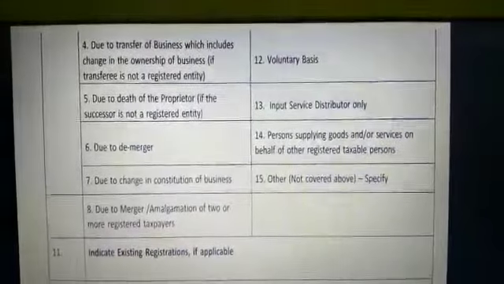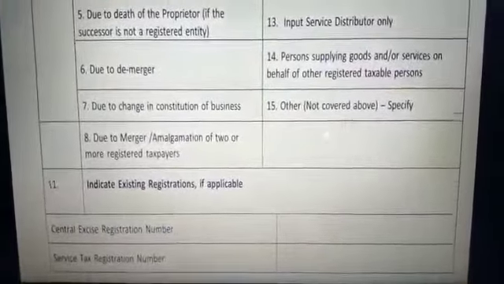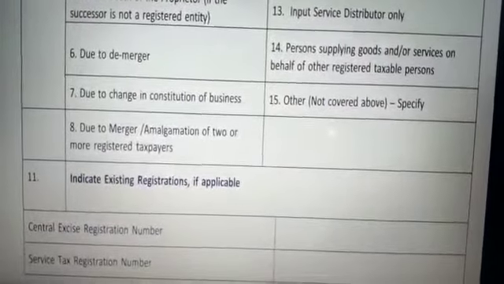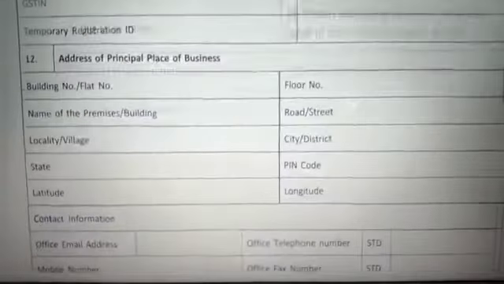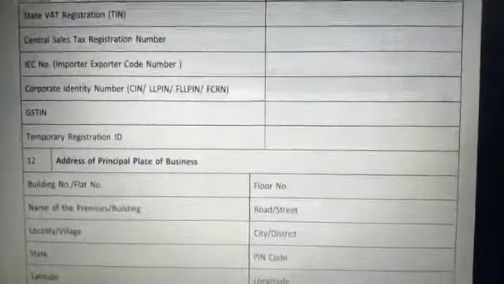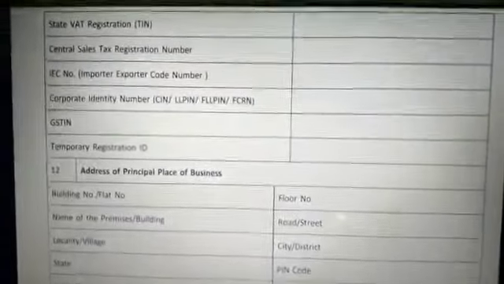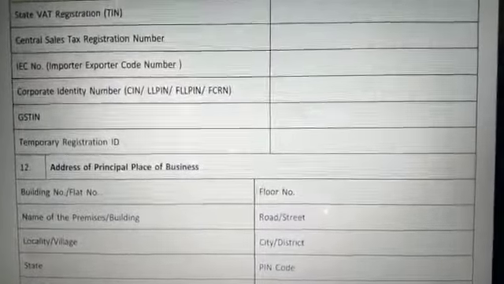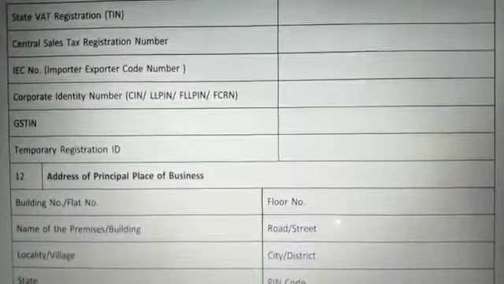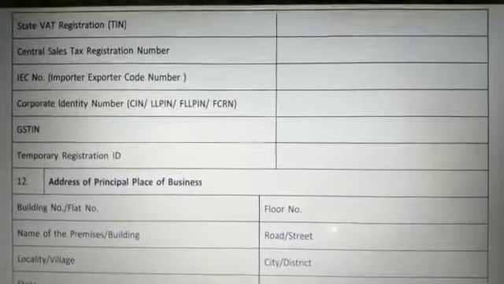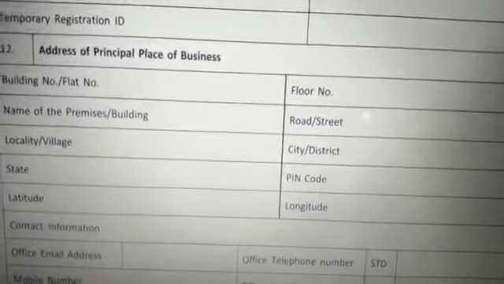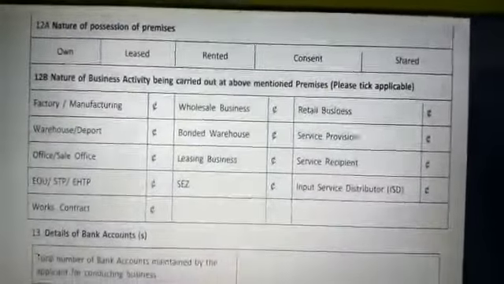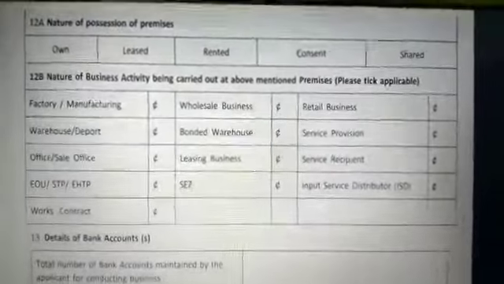It could be amalgamation, merger, demerger, or any change in ownership of the company; you have to re-register again. Then old registration numbers, central excise, service tax, etc., you mention here. All the old registration numbers, VAT, etc. Your corporate identity number, if any, you mention there. Previous GSTIN, if any, temporary registration, if any, etc. Then the address of the principal place of business, the main place.